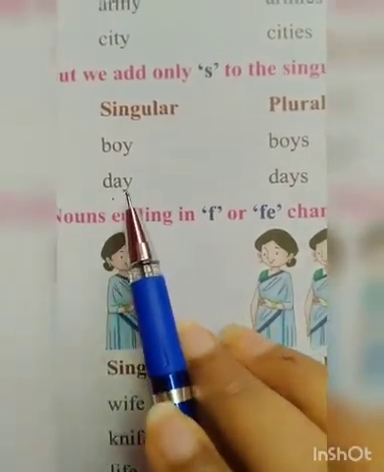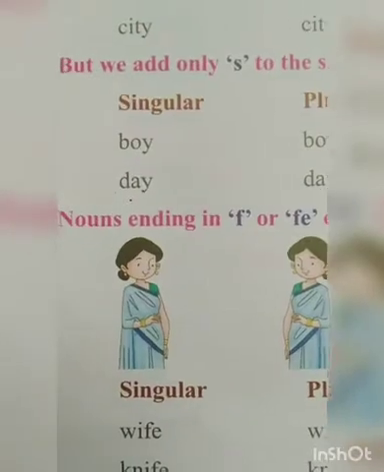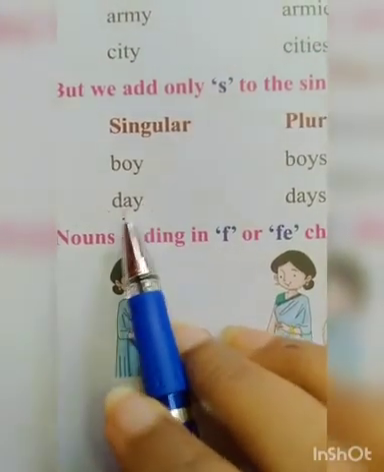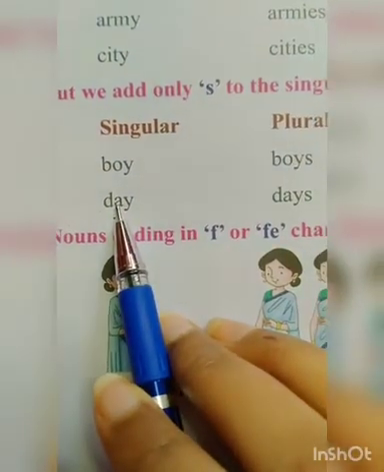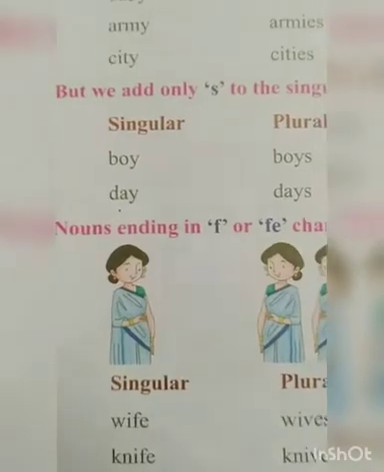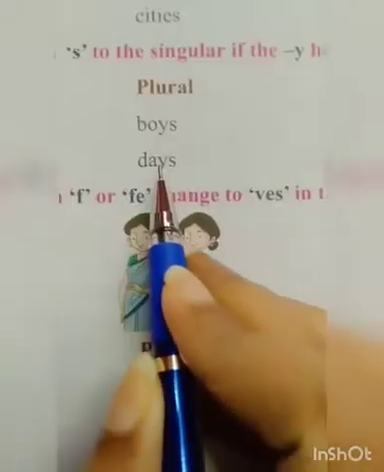Now see the next example. See day. Day is there. The last letter is y. Before y, a is there. I have told you the vowels are a e i o u. So here a is there, so we will put only days. Okay, you have got it.